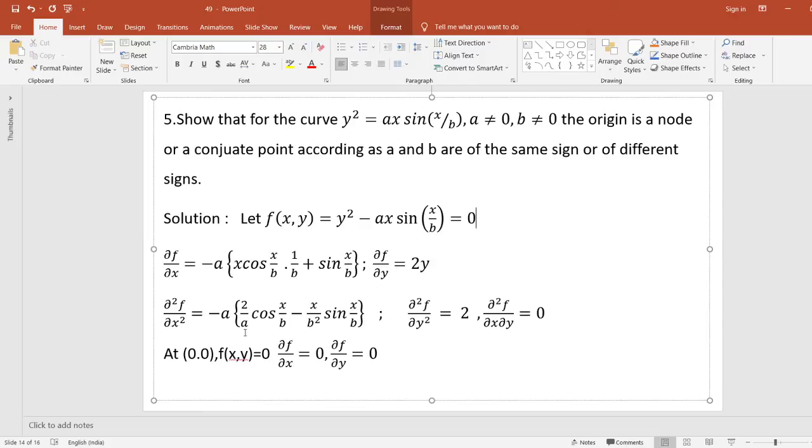Then del square f by del x. So again I calculate the partial differentiation, because at the origin they have already given that origin as a double point. That double point is a node or conjugate point, we have to find out. So therefore, del square f by del x square, I calculate minus a into what we have.